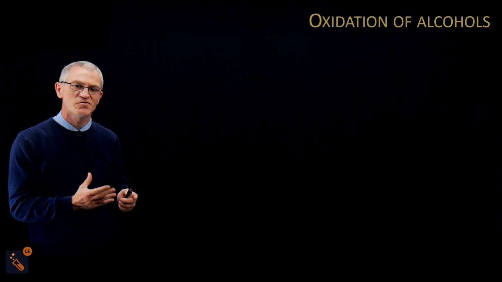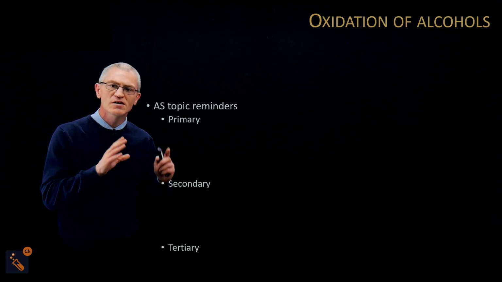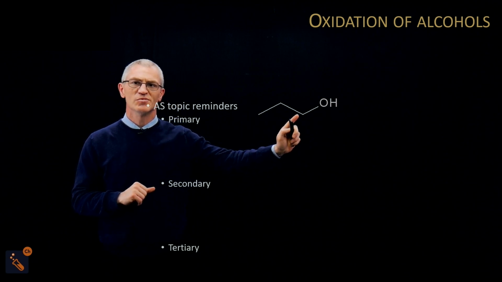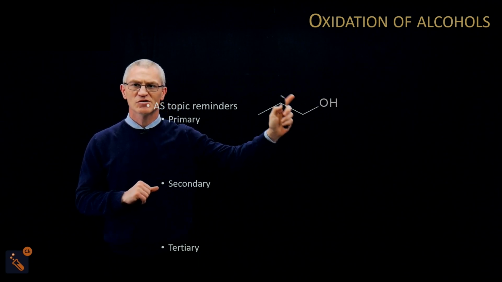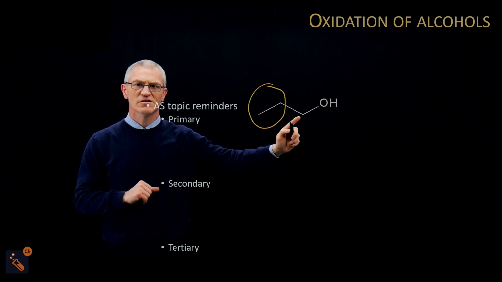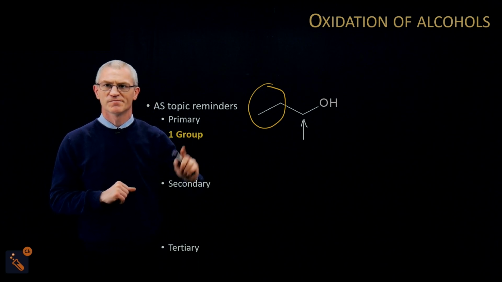First thing is you have to recognize whether alcohols are primary, secondary or tertiary. So let's have a look at propan-1-ol. Let's look at this carbon that's bonded to the OH. How many groups are coming off that? One group coming off that, and it's that carbon there, and therefore one group means it's primary.